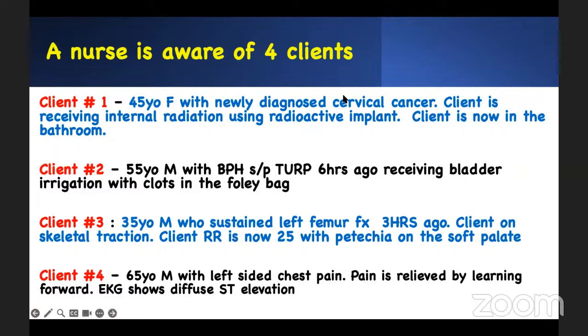The 4 patients: one has cervical cancer, radiation, and she's in the bathroom right now. Somebody has a TURP, is receiving bladder irrigation and some clot in the Foley. A femur fracture 3 hours ago, skeletal traction, respiratory rate of 25, and petechiae on the soft palate. Left-sided chest pain, pain relieved by leaning forward. EKG shows ST elevation. Make a diagnosis for each of them, and then you will know what to do with each of them.